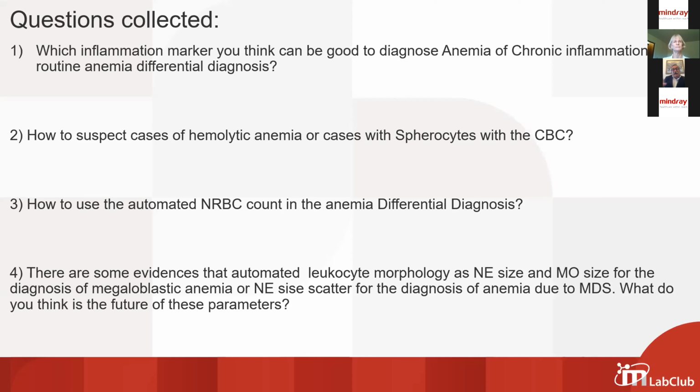Maybe the next question is how to use automated NRBC count in the anemia differential diagnosis. Can this be higher, maybe in hemolytic anemias? That will be the next question.